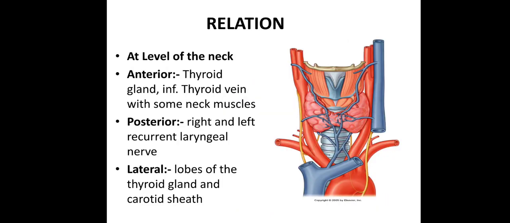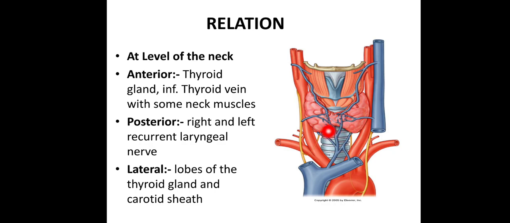Relation, first of all, at the level of the neck. You can see at the level of the neck it lies anterior. Here you can see there is a thyroid gland, and this is a trachea. Anterior to the trachea there are lobes of the thyroid gland situated here. Inferior thyroid vein, you can see there is a vein which is related to the trachea here. This is the inferior thyroid vein, and the muscles of the neck which are related anteriorly to the trachea.